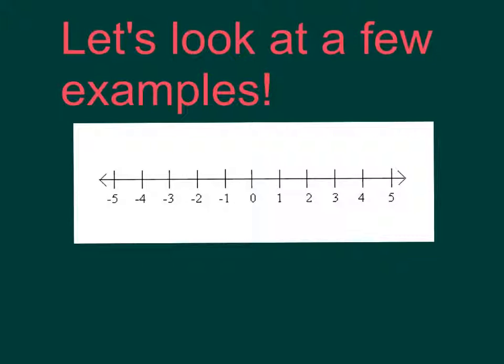Let's look at a few examples of absolute value. If you have a negative sign within the absolute value bars, so for example, the absolute value of -4, we see that that's going to equal 4. We can see that by placing a point at -4 and then using the scoop method. We're going to see how many units that is from 0: 1, 2, 3, 4. So the absolute value of -4 is just plain old 4.